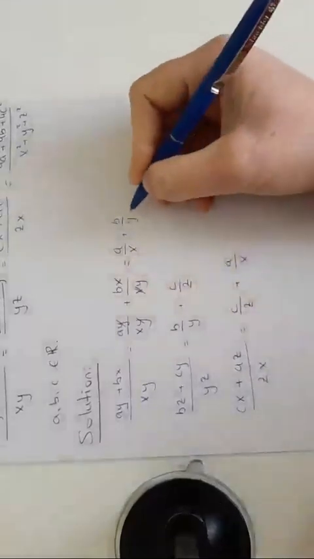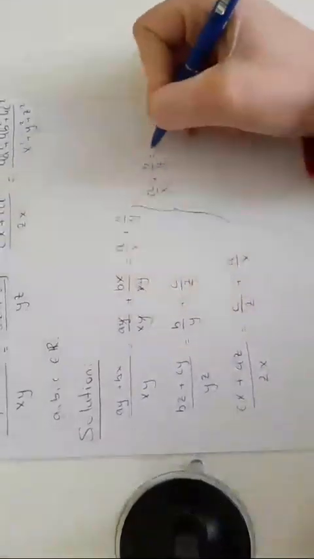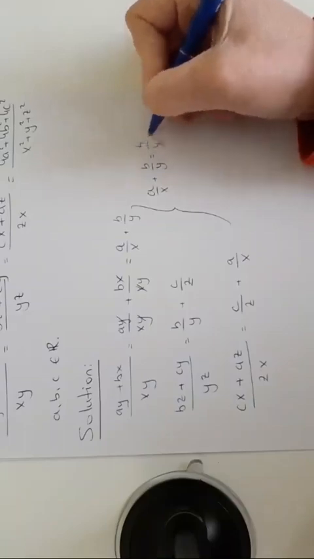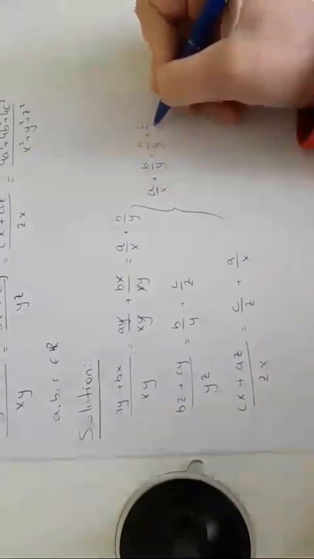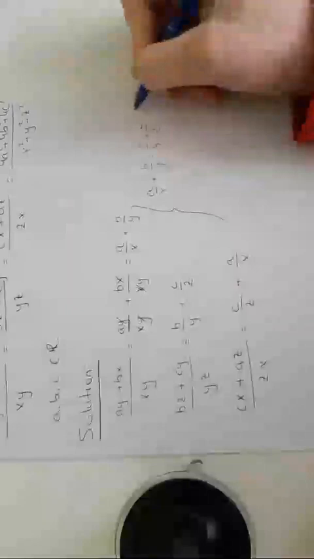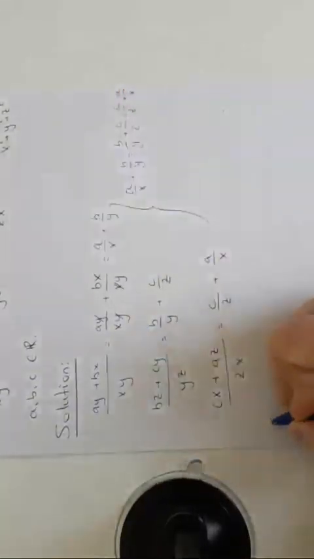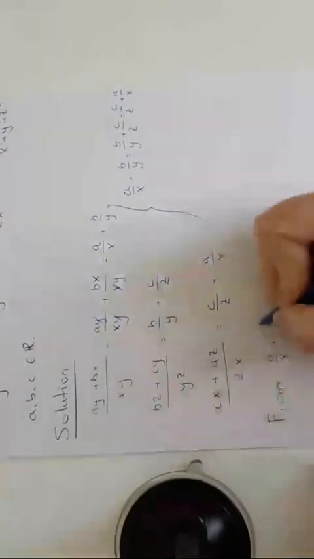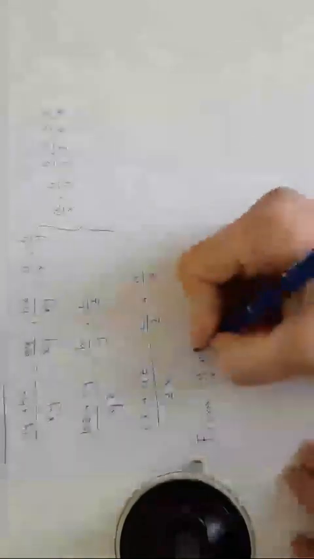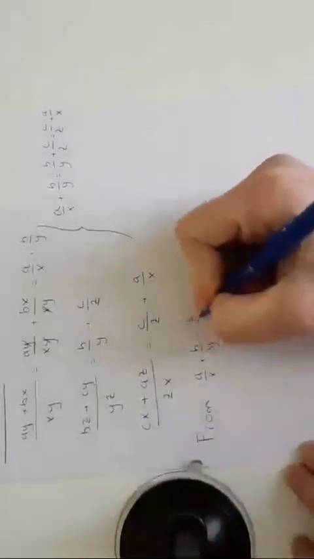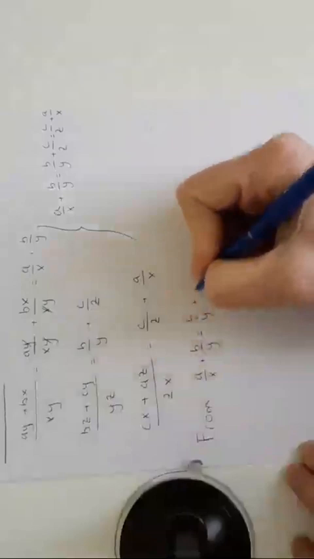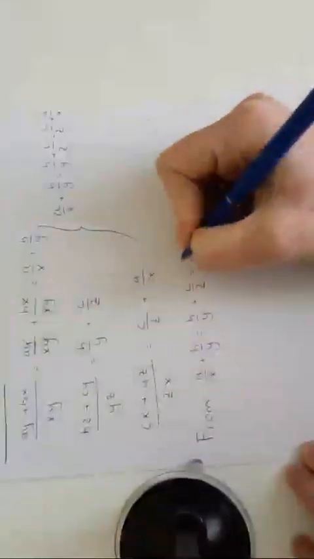Now from here we find that this is equal to b over y plus c over z, and this one is equal to c over z plus a over x. From this part that we found, I will write one more time: a over x plus b over y is equal to b over y plus c over z is equal to c over z plus a over x.